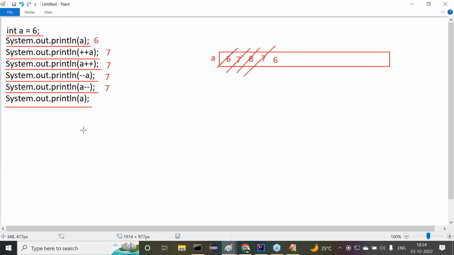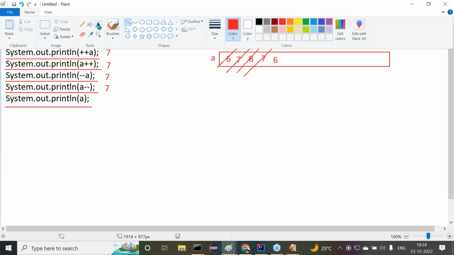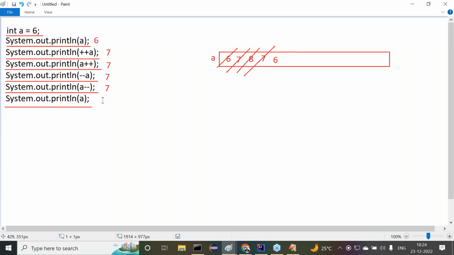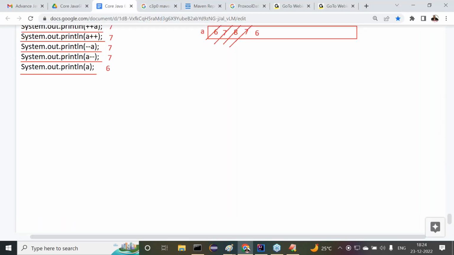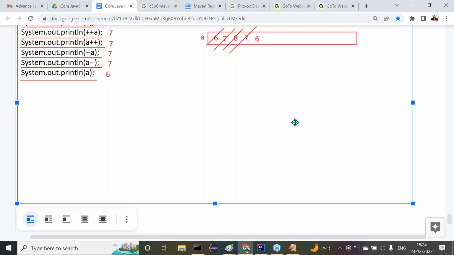Next, at the end, System.out.println of a. Whenever we get the a value here, we directly get 6. So this is exactly the program here. Try to understand it. The decrement part also we have seen here. That's okay, fine.